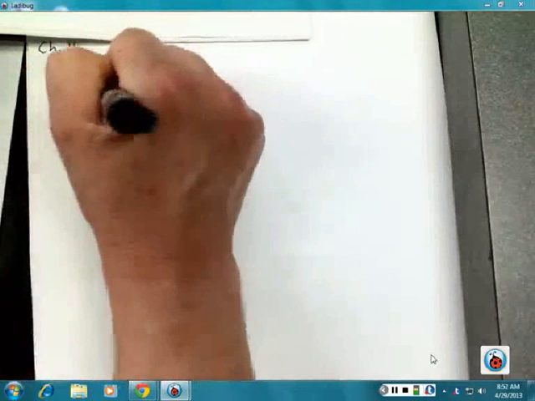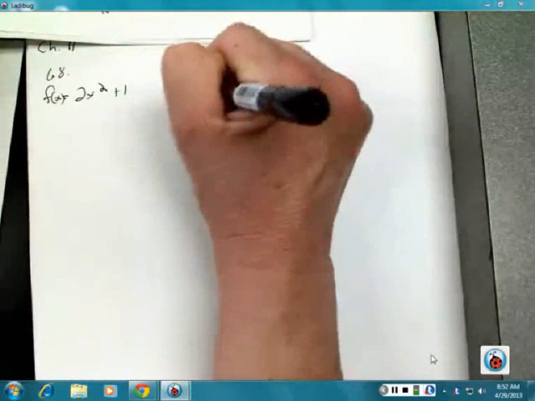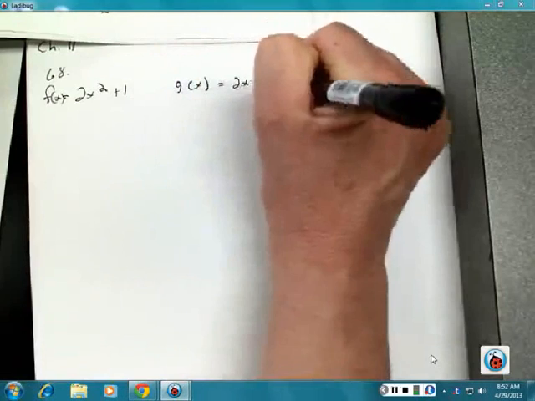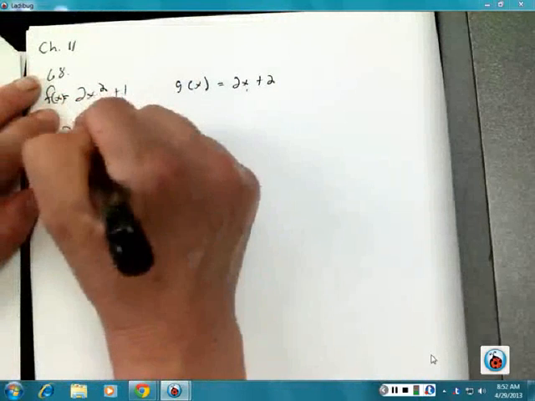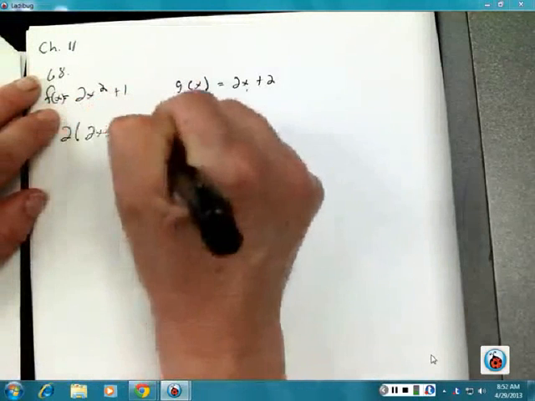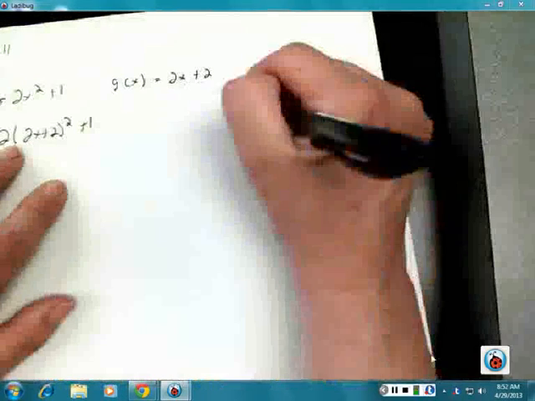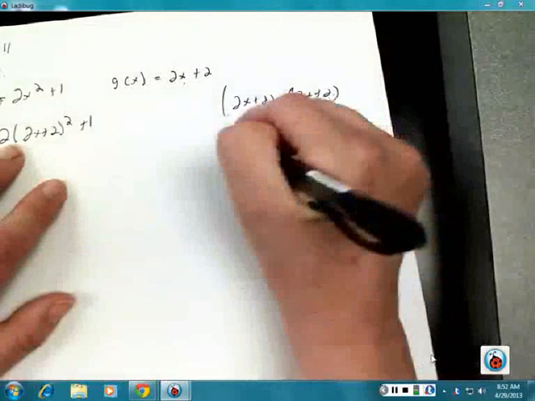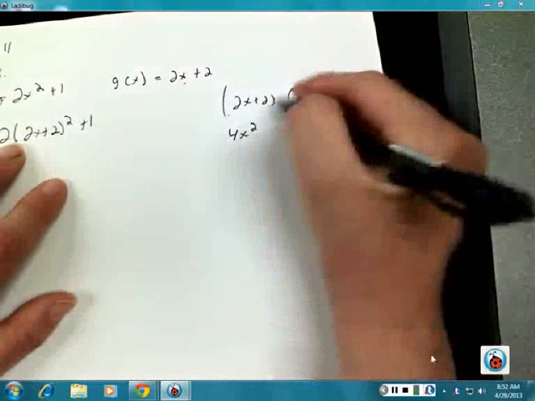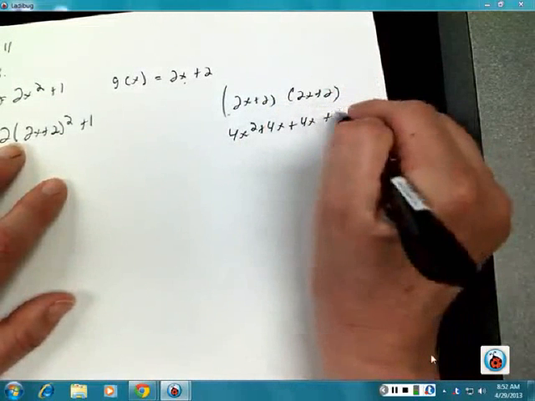So I'm going to have 2x squared plus 1 is equal to f of x, and g of x is equal to 2x plus 2. So when I substitute this inside of there, I'm going to have 2 times 2x plus 2 squared plus 1. So to finish it out, I need to square this. So if I square it, 2x plus 2 times 2x plus 2. 2x times 2x is 4x squared. 2 times 2 is plus 4x. 2 times 2x is another plus 4x. 2 times 2 is 4.